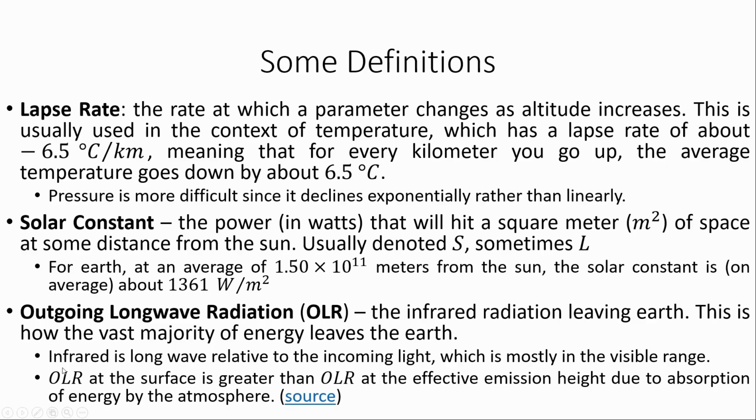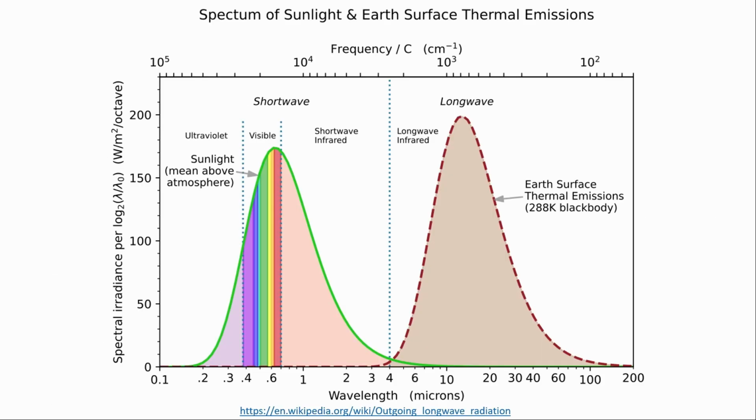The OLR at the surface, by the way, is going to be greater than OLR at the effective emission height due to absorption of energy by the atmosphere. So you're going to be losing more energy in the form of this radiation right at the surface than you would up higher in the atmosphere, and that's because the energy gets captured by the atmosphere. So this is what it looks like, where this on the left is the short wave, so this is the incoming radiation. We can see that a lot of this is in the visible spectrum.